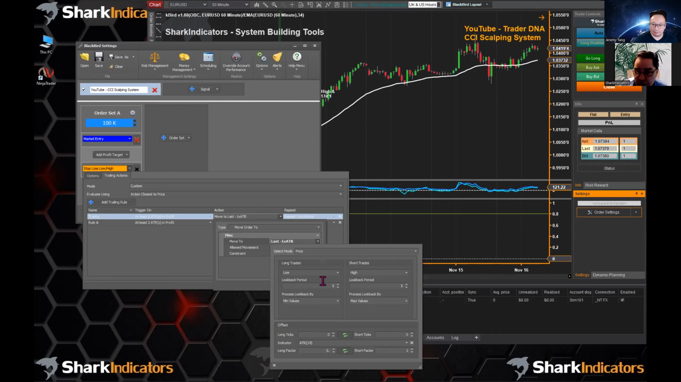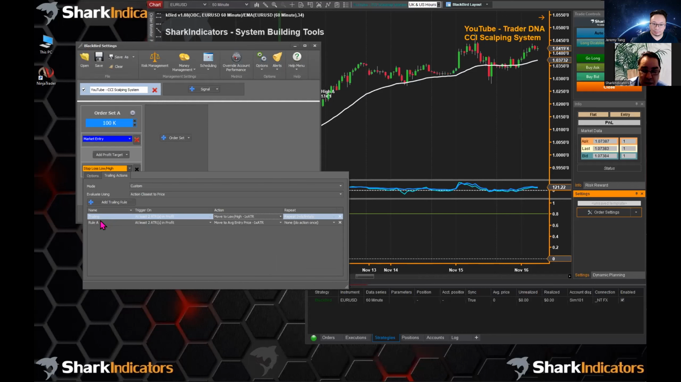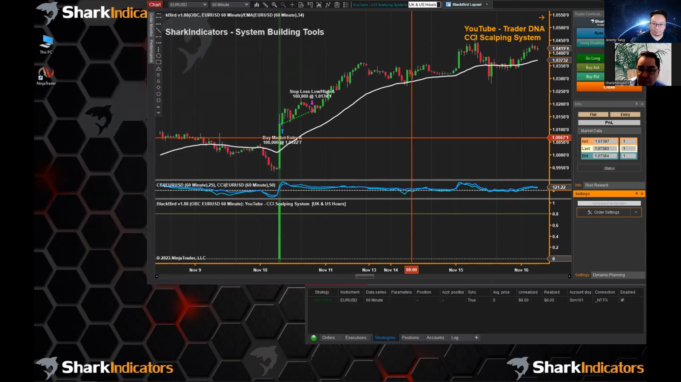So the trailing is using this same methodology as the initial stop loss, which is to use the lowest low price of the last 5 bars. And then we are adding that 1 ATR offset from that, just to keep in line with that break even here that we built earlier. So, all right, let's go with that.